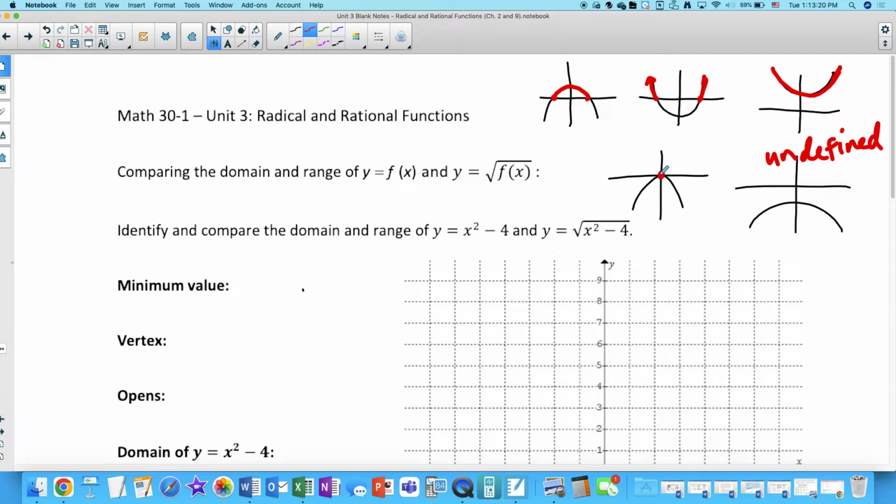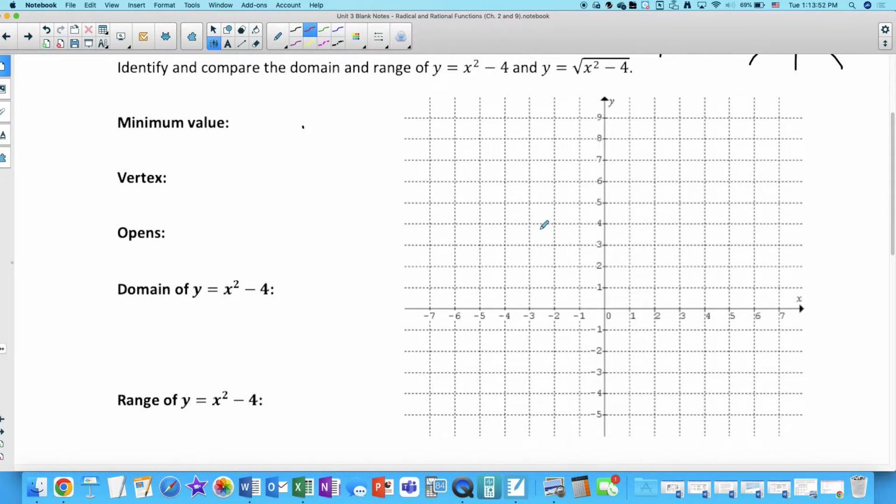All right, so let's take an example. Identify and compare the domain and range of y equals x squared minus 4 and y equals the square root of x squared minus 4. Okay, so firstly, we got to think about our knowledge of transformations to graph this thing. Okay, what would the base function be for y equals x squared minus 4? Y equals x squared, and then what's happened to it? It's moved down 4.